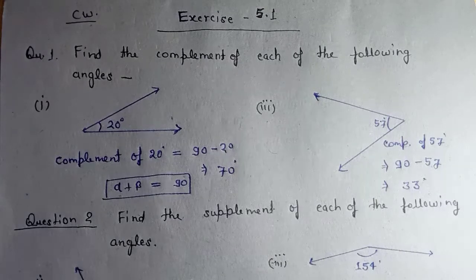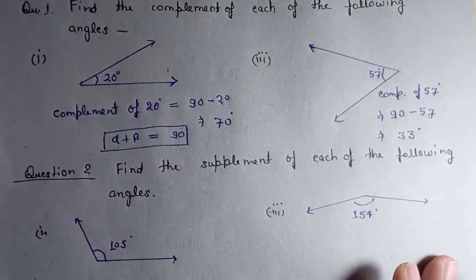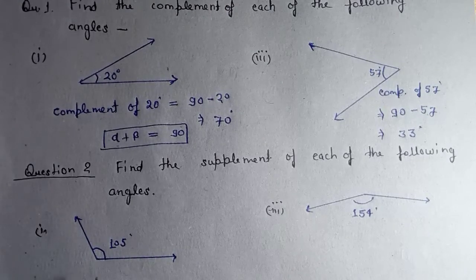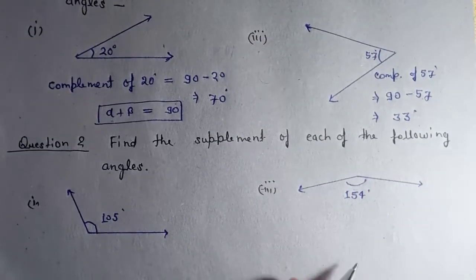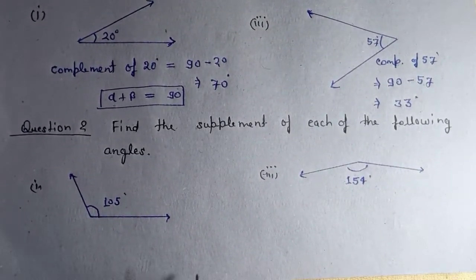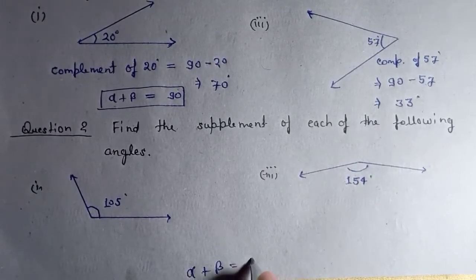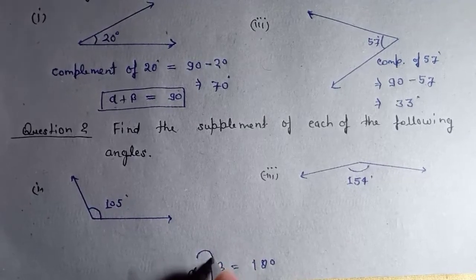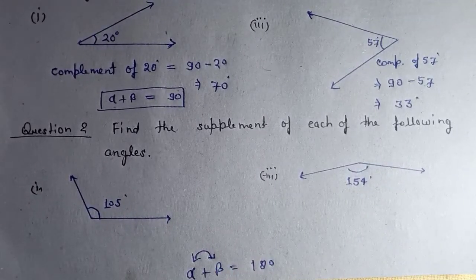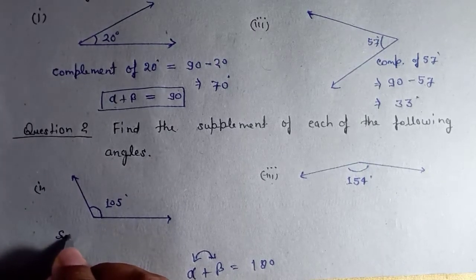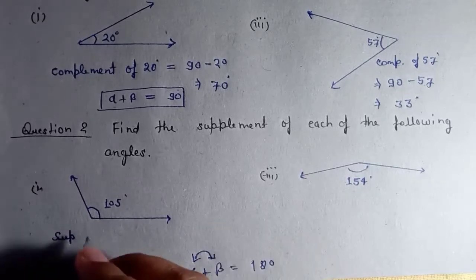Find the supplement of each of the following angles. You can see there are two angles given, 105 and 154. So you know what, when two angles give the sum of 180 degrees, they are called supplements of each other. And now find the supplement for 105. Supplement or supplementary angle, they both are the same.